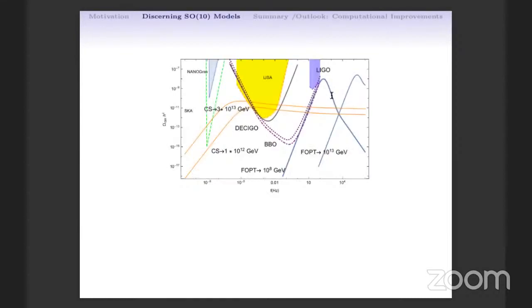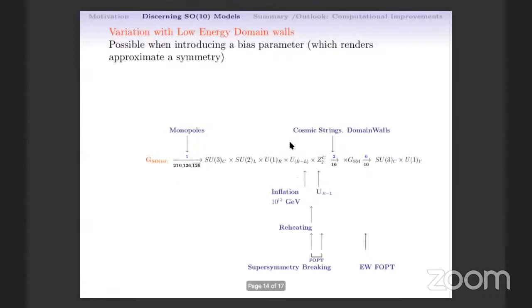So this is again basically the same plot as before. But now, instead of a first-order phase transition at 10 to the 13, you will have a first-order phase transition at 10 to the 8 GeV. And this one could be caught by LIGO, the SIGO, and BBO. So there you will have a way to discern among these models.